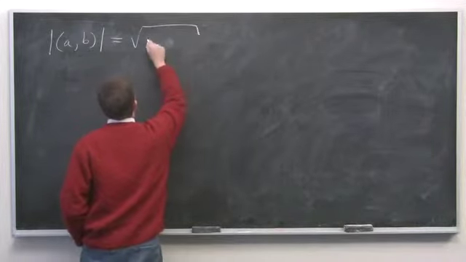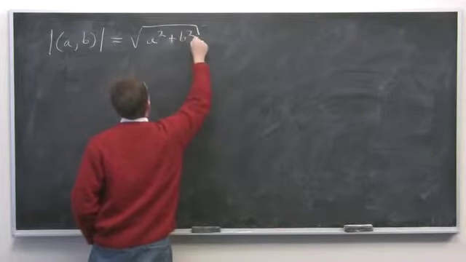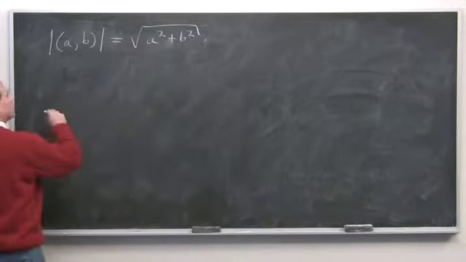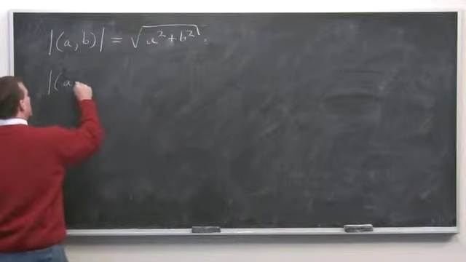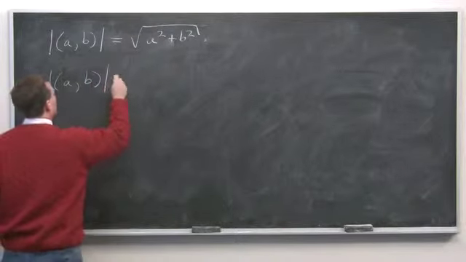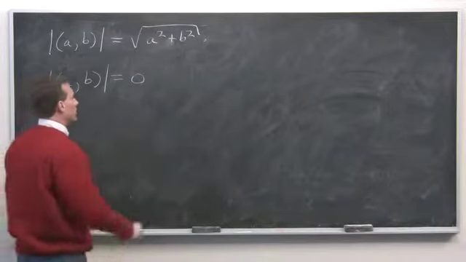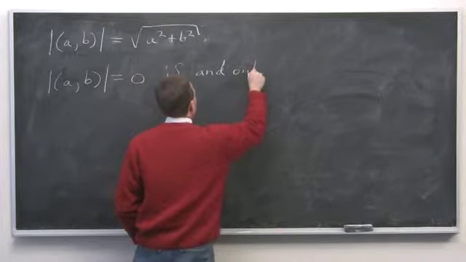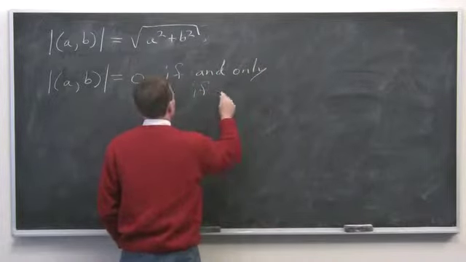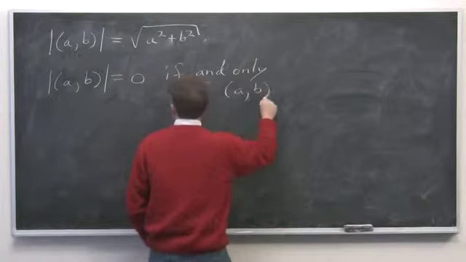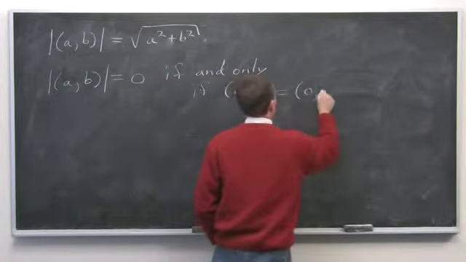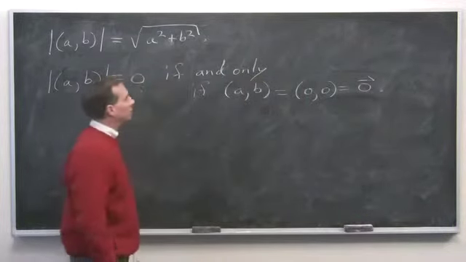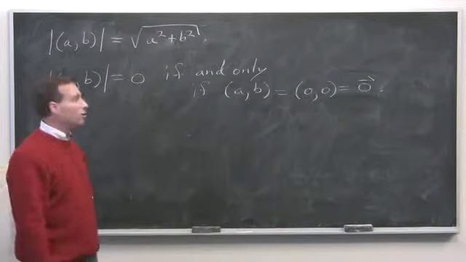This, by definition, is the square root of a squared plus b squared. There's only one vector that has 0 magnitude. And that would mean that a and b are both 0. So the magnitude of AB is 0 if and only if AB is 0, 0. And we call this the 0 vector. Just write a 0 with a vector symbol over it, a little arrow.